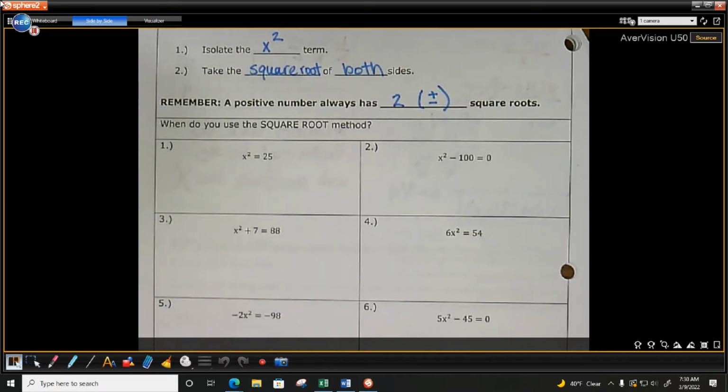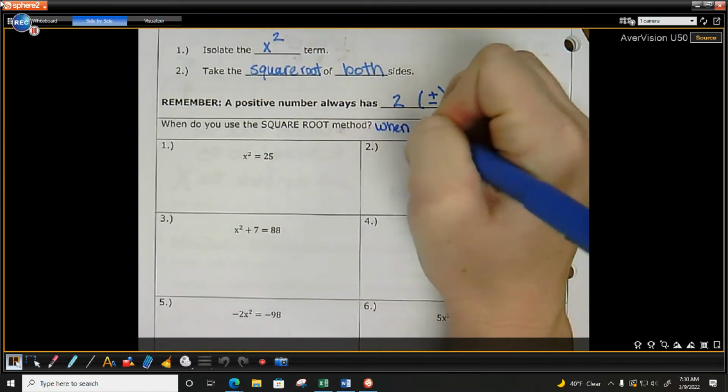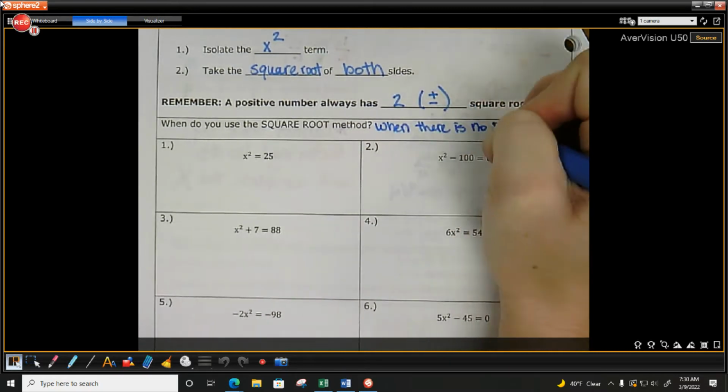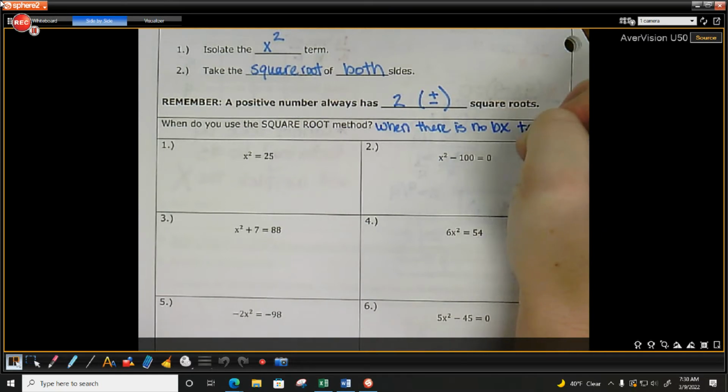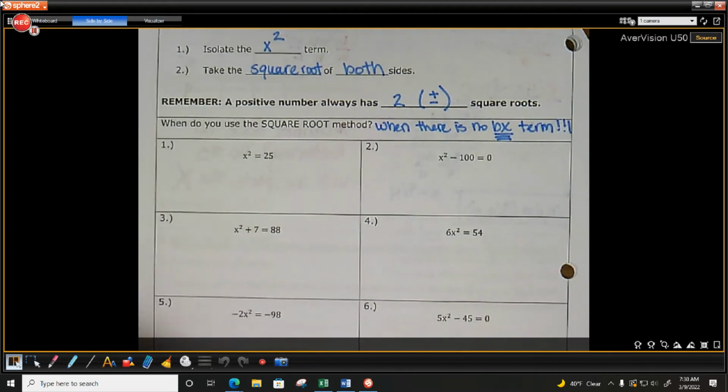Now, I said I think this method is one of the easier methods. Well, then why don't we just always use this method? Okay, you only can use it when there is no bx term. That is the only time you can use this method. You cannot have a bx term. You can have an x squared term and you can have a constant. You can't have an x term.